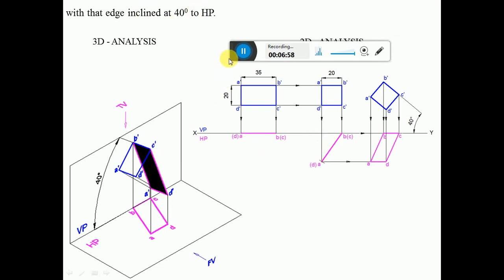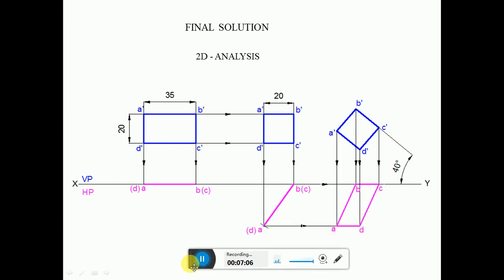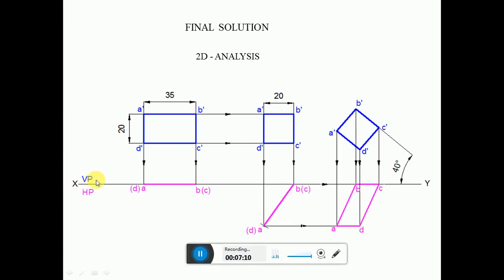Now we are going to solve this problem using the final solution, in the sketchbook. First we are going to draw the XY line and mark XY, VP and HP. The problem says a rectangular lamina of 20 mm by 35 mm is resting on one of the shorter edges, such that the front view is a square of 20 mm. Draw its projection when the edge on which it rests is inclined to HP at 40 degrees.